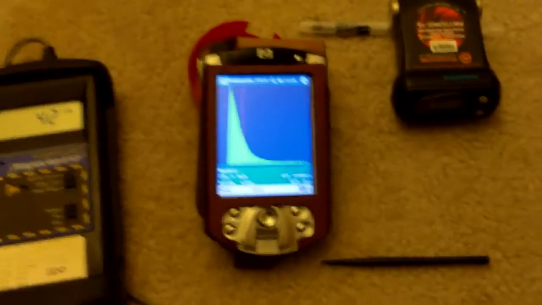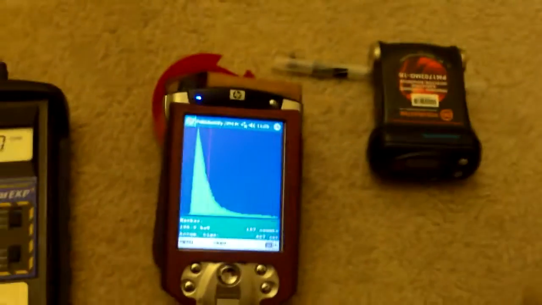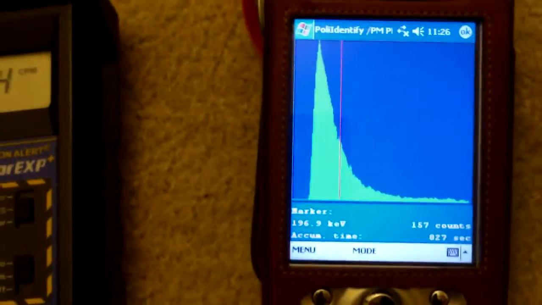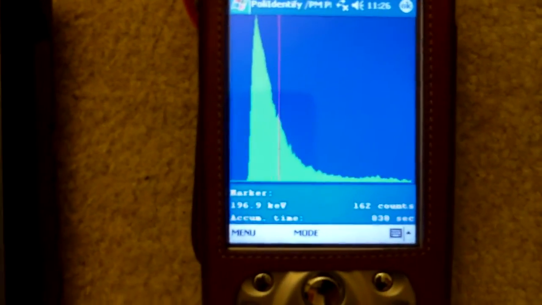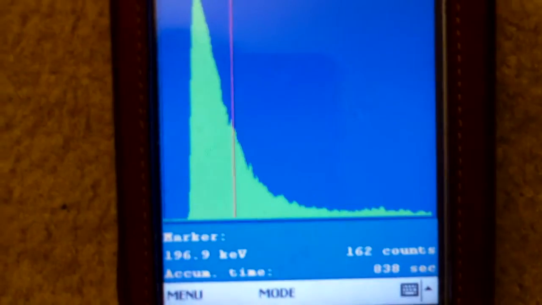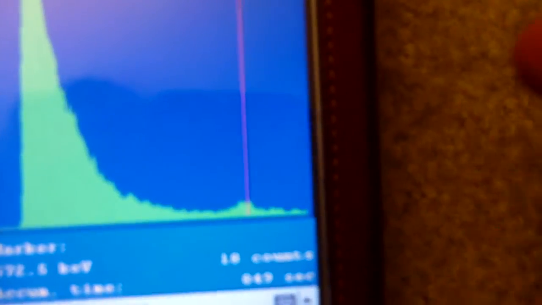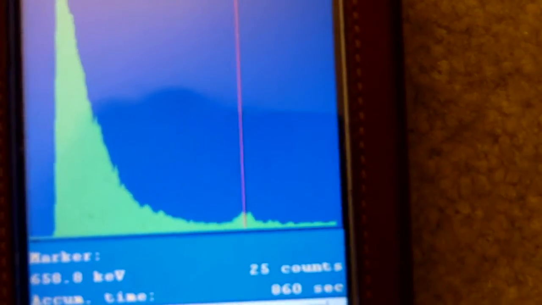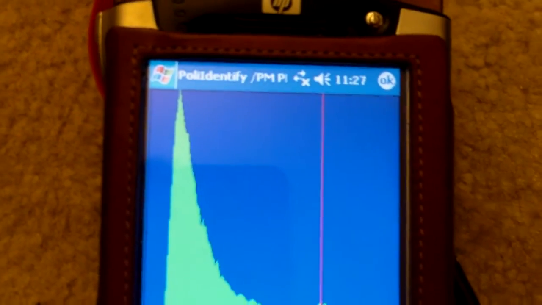Oh, and just for giggles, in the event that you did want to see what a cesium-137 spectrum would look like if it were in this, let me take my check source now that we're done doing the test and put that right over top and see what that looks like. Bet you that'll look a little different. See it starting to build? 662 keV, almost right on the dot. That's really starting to build.